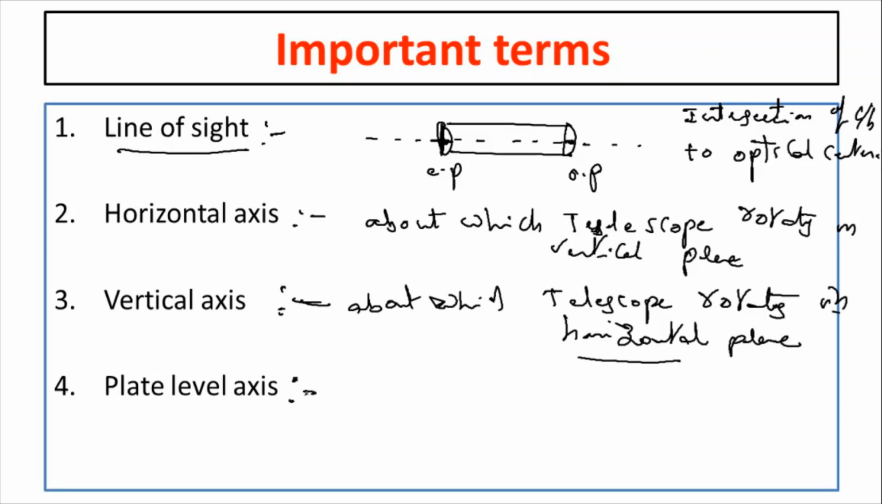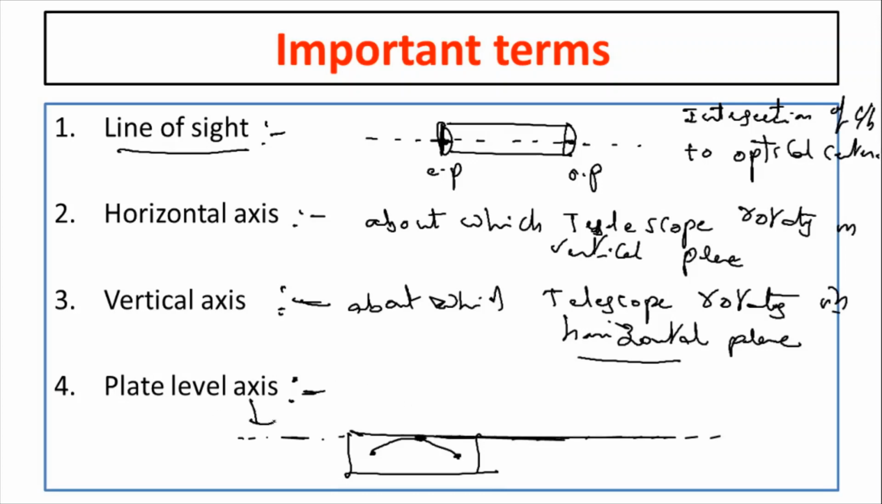Next one is plate level axis. If you see the bubble tube in the plate level, it consists of a bubble like this. When the bubble is exactly at the center, if you draw a tangent at the center of the bubble like this, then this tangent is called the plate level axis. So the tangent drawn at the center of the bubble, when the bubble is at the center, is called the plate level axis.